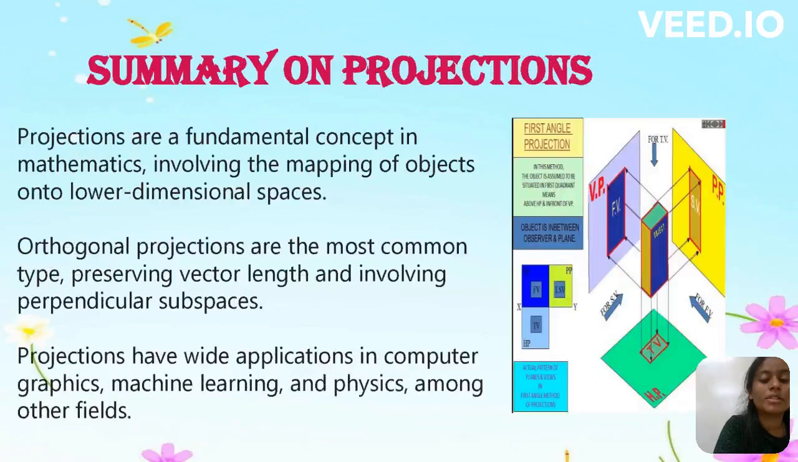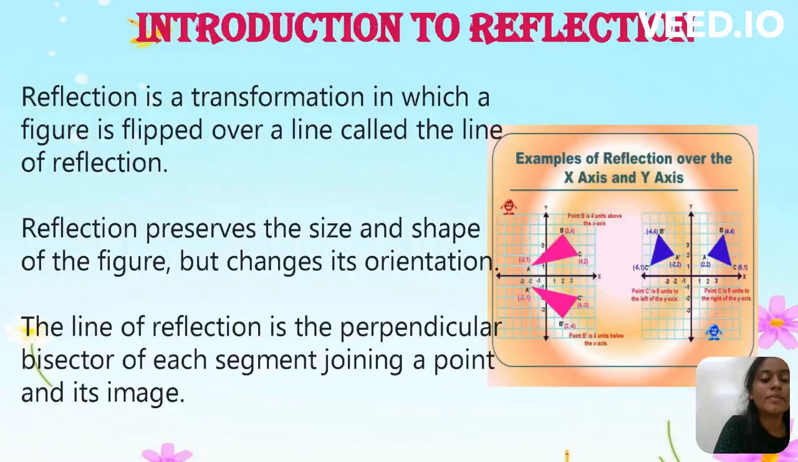Summary on projections. Projections are a fundamental concept in mathematics involving the mapping of objects onto lower dimensional spaces. Orthogonal projections are the most common type, preserving vector length and involving perpendicular subspaces. Projections have wide applications in computer graphics, machine learning, and physics, among other fields.